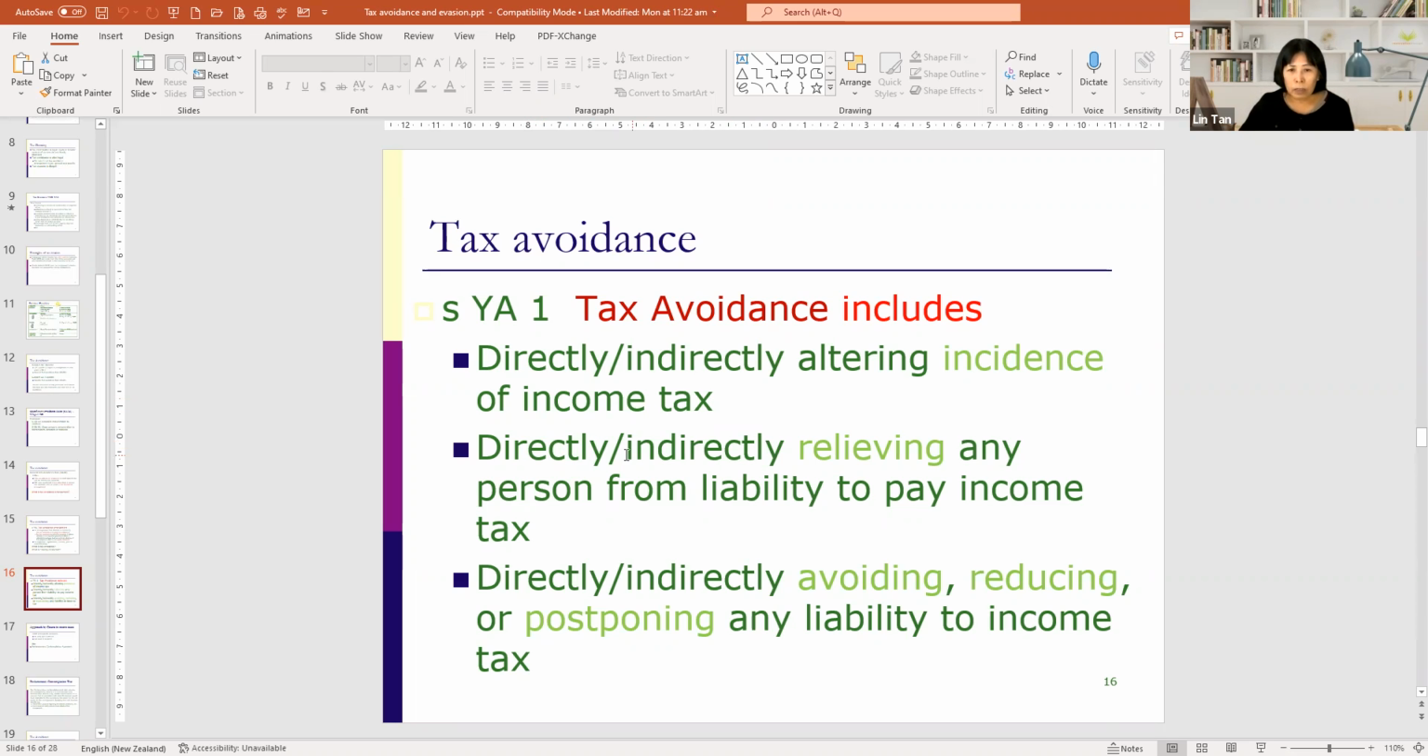Or if somebody directly or indirectly relieves any person from liability to pay income tax. So this is also like diverting the income to somebody else, right? Initially, instead of them paying the tax, they relieve themselves from paying the tax. It is somebody else who is paying the tax now. That is also within the definition of tax avoidance. Or directly or indirectly avoiding, reducing, or postponing any liability to income tax is tax avoidance. So the way it's being defined, when I say it's quite scary, is anything you do, even within the income tax provisions, sounds like it is tax avoidance.